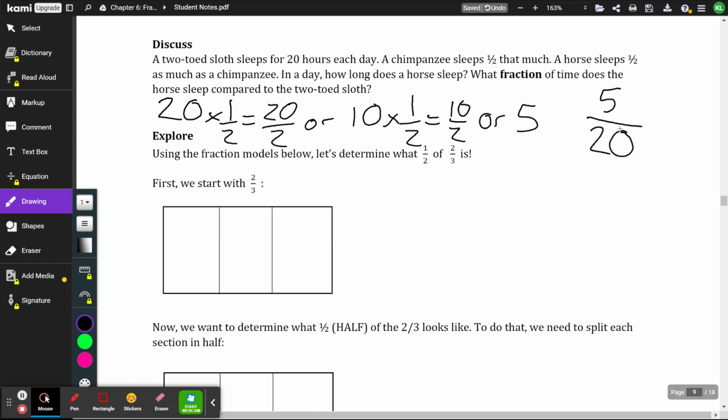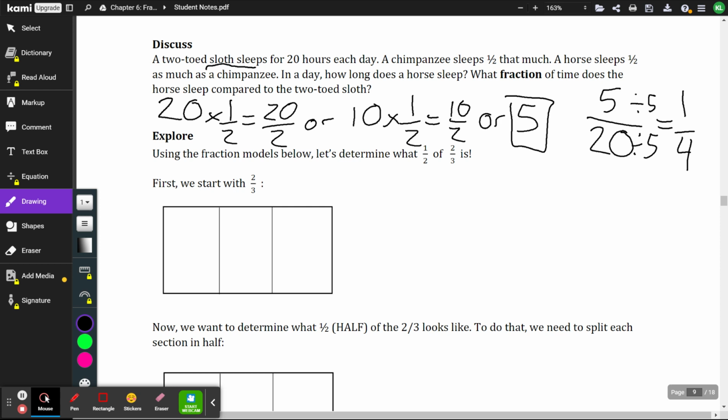Or I can simplify my fraction. A horse sleeps 1/4 as much as a sloth. So a sloth sleeps 20 hours, a horse sleeps 5. That is 1/4 of the time of a sloth. But how do we find a fraction of a fraction? We did whole numbers that time, but we could find a fraction of a number using a different method.